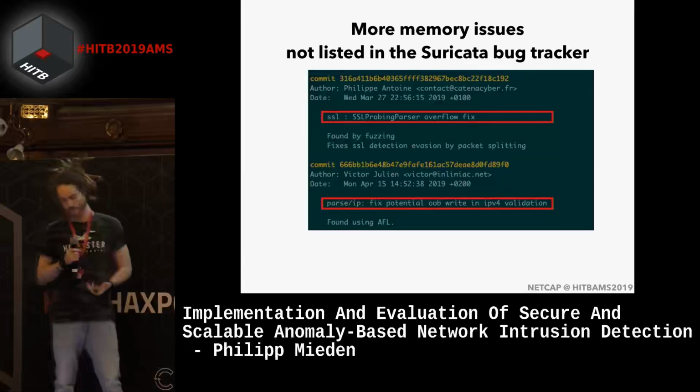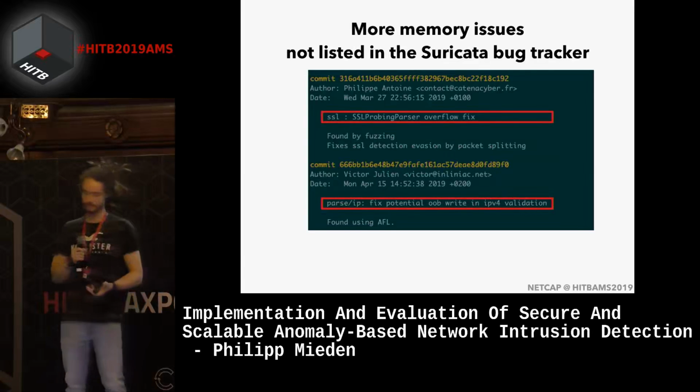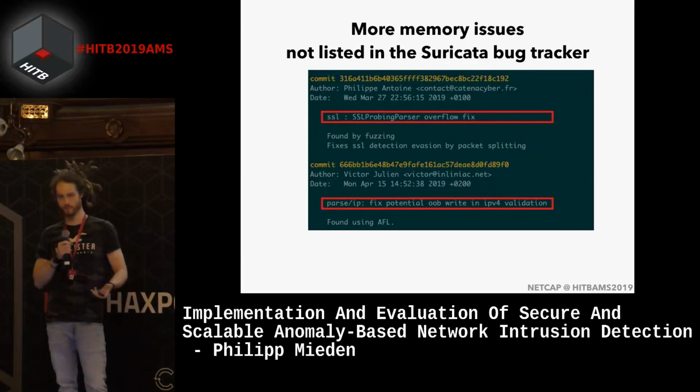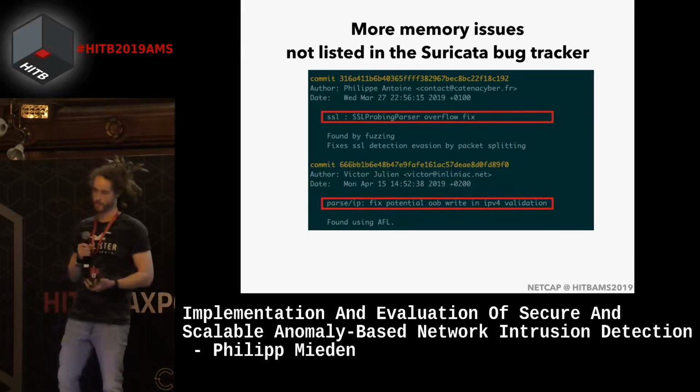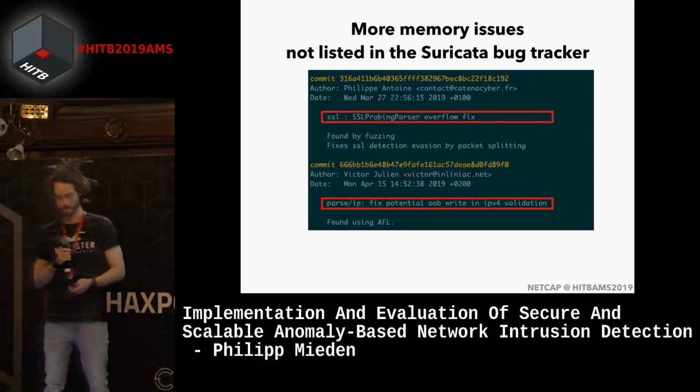And if we dig a little bit deeper and look at their commit history, we will find even more that's not mentioned in the release logs. And yeah, most of the things are just memory corruption problems while parsing network data.